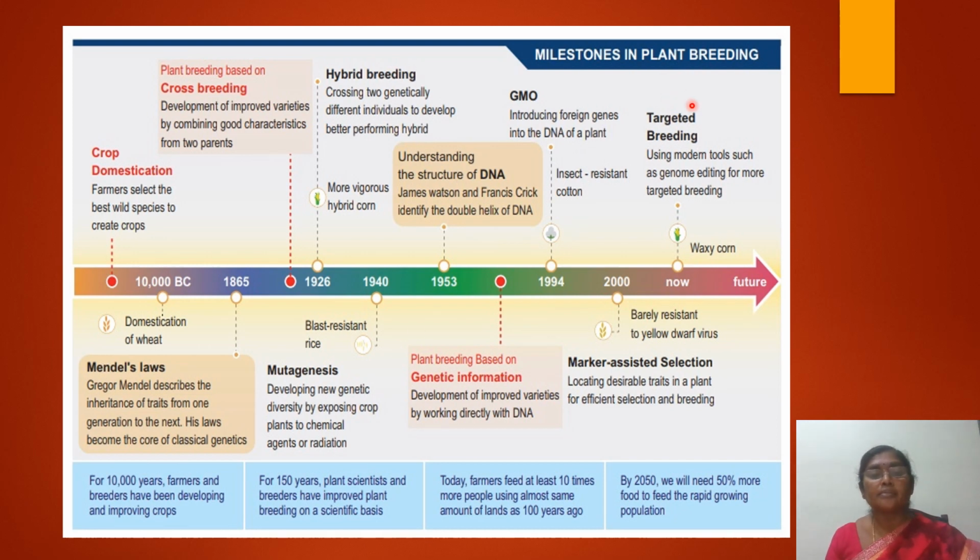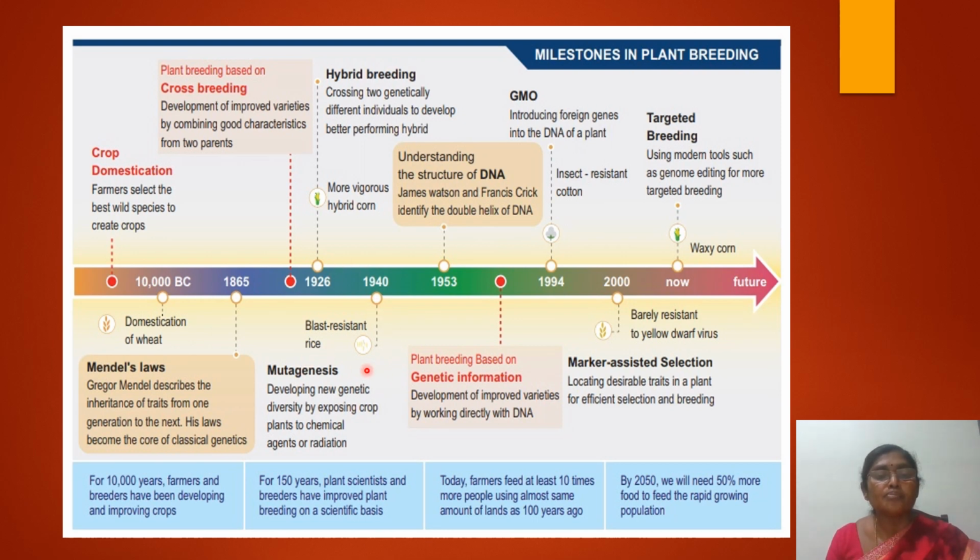So now we will see the milestones in plant breeding. The first comes 10,000 BC, the domestication of wheat. Crop domestication. During those times, farmers selected the best species to create crops. Then, plant breeding based on cross breeding. In 1926, development of improved varieties by combining good characteristics from their parents. Then Mendel's laws. Gregor Mendel described the inheritance of traits from one generation to the next. His laws became the core of classical genetics. And for 10,000 years, farmers and breeders have been developing and improving crops.